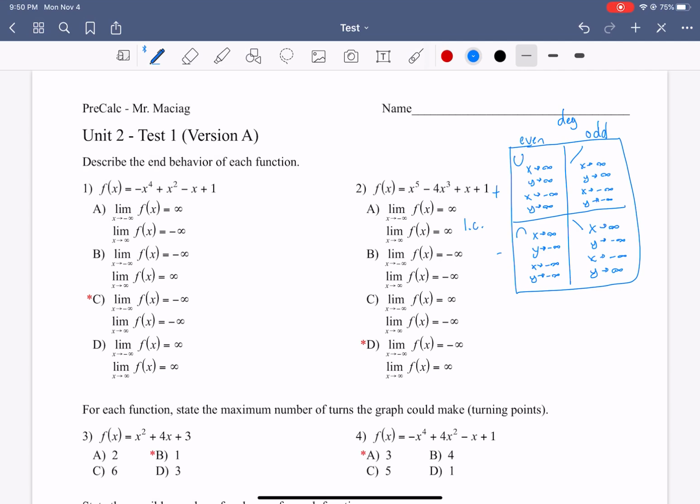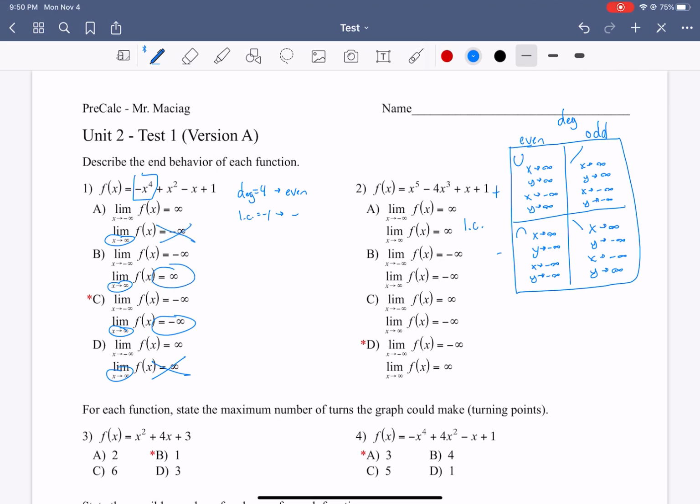For number 1, we're just looking at this term here. Our degree is 4, so that means it's even. And our leading coefficient is -1, which means it's negative. So using our table here, that means we have an even function with a negative leading coefficient. So we're going to have this upside down parabola type of shape. So we're looking for something as it goes to the right. As it goes to the right, we go to negative infinity. So this is incorrect, this is correct, this is correct, this is incorrect.